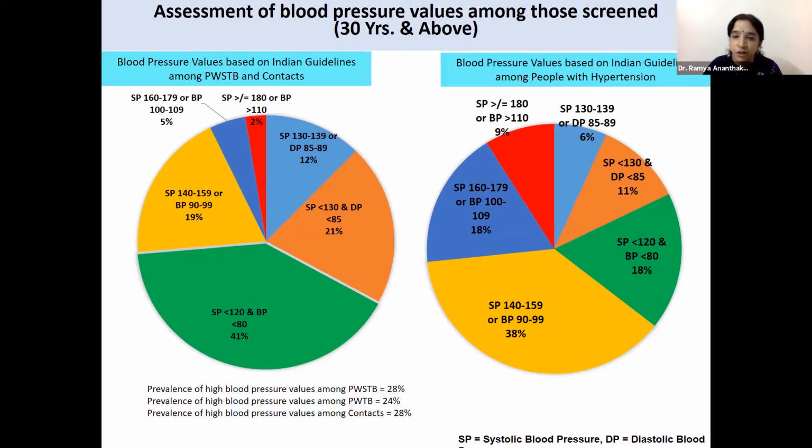Second was because of the economic inactivity, they were not able to procure medicines. So these were some of the major challenges which were probably responsible for the findings that we see here. Next slide.